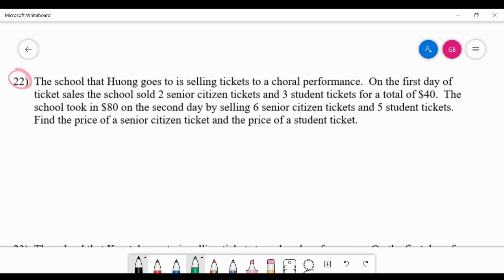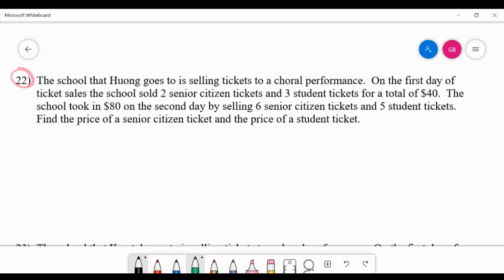I'm doing 22 this time. So I'm just picking out different types of problems in the assignment. For this one, the school that Juan goes to is selling tickets to a choir performance. On the first day of ticket sale, the school sold 2 senior citizen tickets and 3 student tickets for a total of $40. The school took in $80 on the second day by selling 6 senior citizen tickets and 5 student tickets. Find the price of a senior citizen ticket and the price of a student ticket.